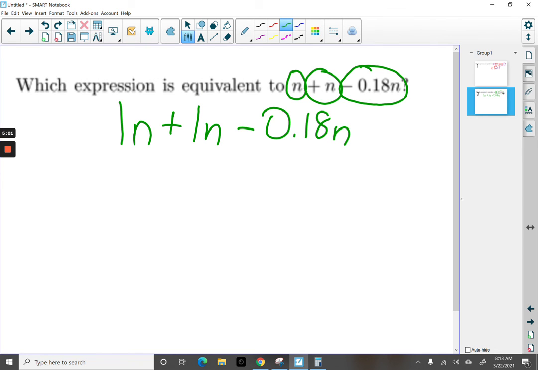So when I'm combining my like terms here, adding my coefficients and in this case subtracting them, I need to remember that I cannot just ignore the ones that are just n by themselves. I need to treat them as if there's one there and one there. So 1 plus 1 is 2, and 2 minus 0.18 is 1.82n. And that is it.